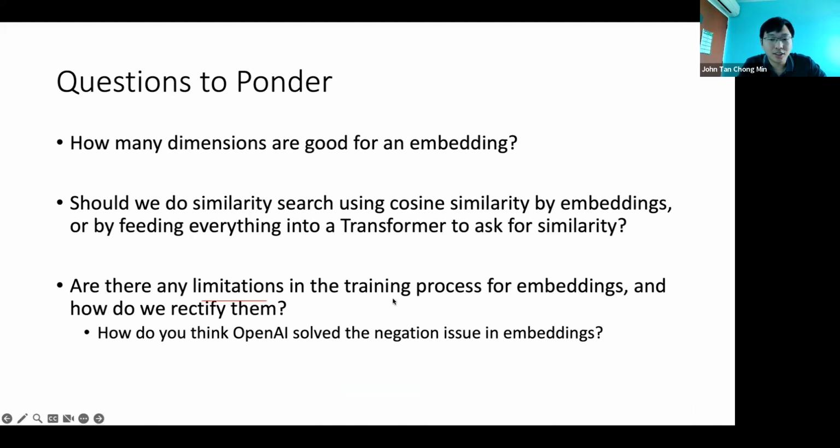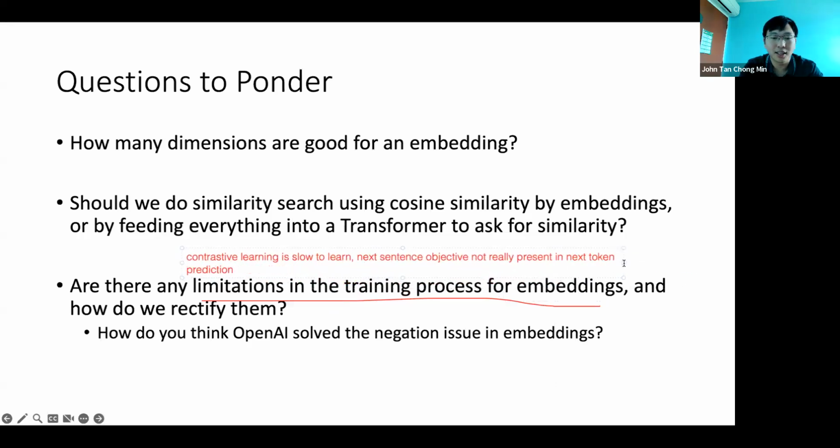Are there any limitations in the training process for embeddings? Just now we talked about it. The main thing is contrastive learning is slow to learn, and the next sentence objective is not really present in next token prediction. Any other issues that you all have to contribute? What are the limitations in the training process for sentence embeddings? I think these 2 are the main ones.